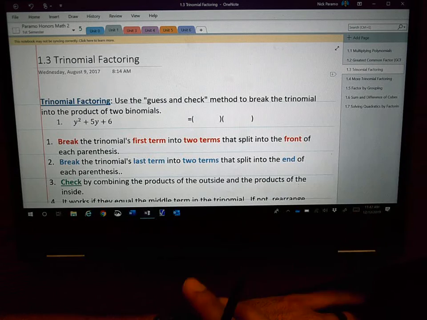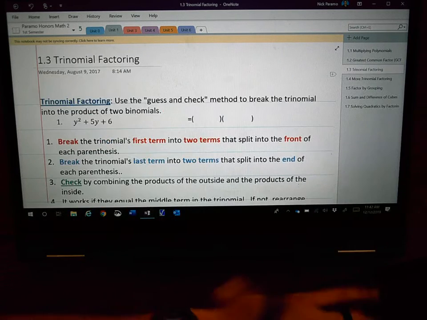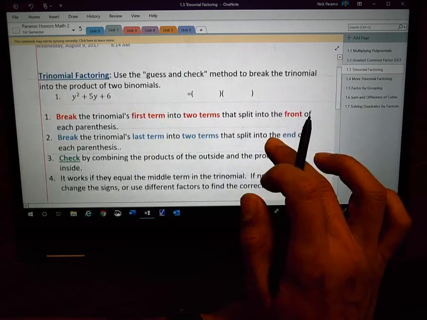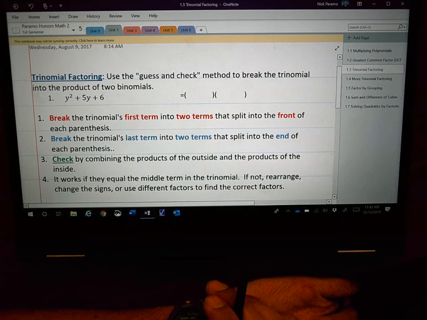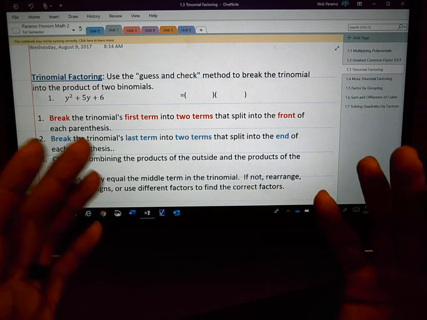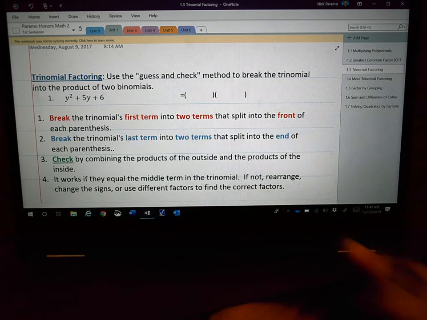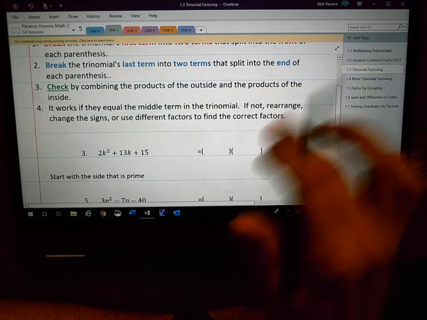The third type of factoring we did in two sections. We did it in 1.4 and in 1.3. It was called the guess and check method. The guess and check method is where you guess what multiplies to be the first two terms and guess what multiplies to be the last two terms and see which one makes that O and I correct.